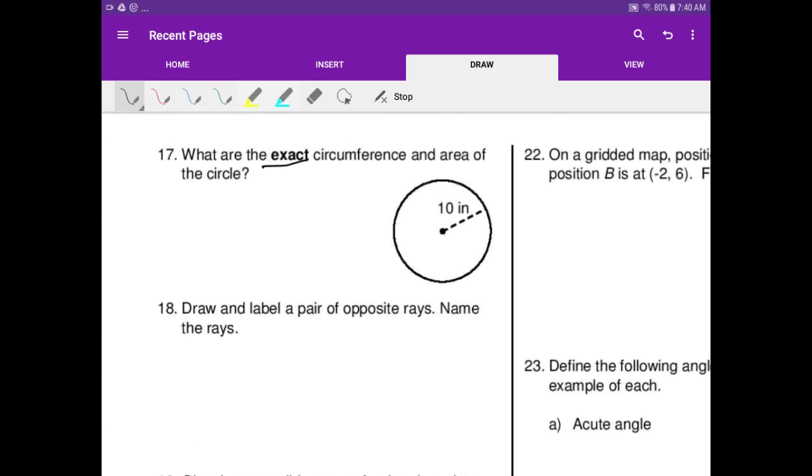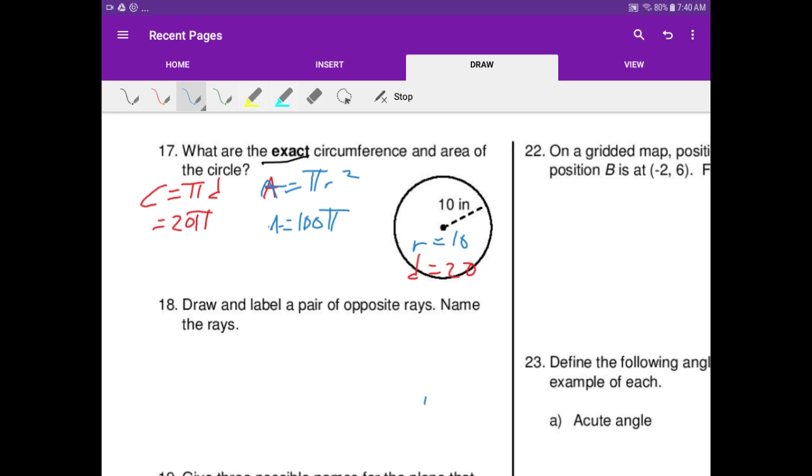Okay, exact circumference. This is the lazy method of doing things. So circumference equals pi times diameter. Area is pi r squared. So the radius here is 10. So that means the diameter is 20. So your lazy answers: 20 pi. And then 10 squared is 100, so area is 100 pi. If you want the approximate answer, you just plug these in the calculator.